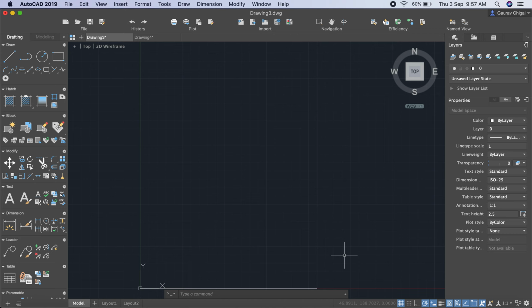If you are working as an architect or in civil engineering, then you work in feet and inches. But if you are working as a mechanical engineer, you work in the metric system where the dimensions are in millimeters. So make sure you select the units properly.